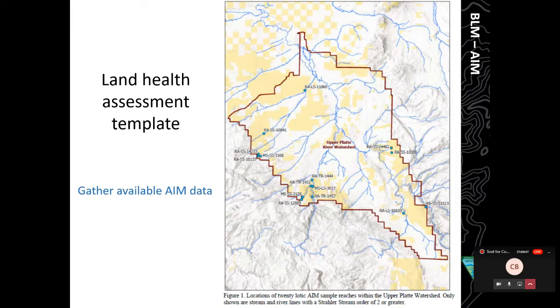This is an example of how somebody can import the shapefile of, in this case, the watershed they were looking at, find the available data in there, and produce a map to show what data was available and how it is spatially distributed throughout, in this case, the Upper Platte River watershed.